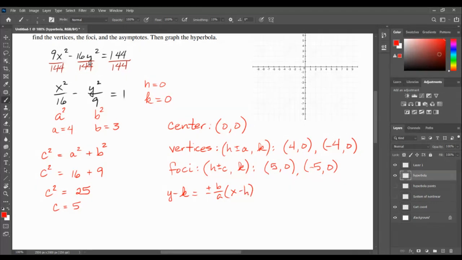And so we know, what do we know? We know k is 0, we know h is 0, we know b is 3, and we know a is 4. So we plugged in all of those values. So that tells me my asymptotes are y equals a positive 3/4 times x minus 0, and y equals a negative 3/4 times x minus 0. So those are the equations of our two asymptotes.